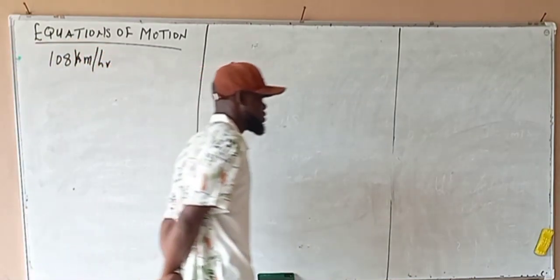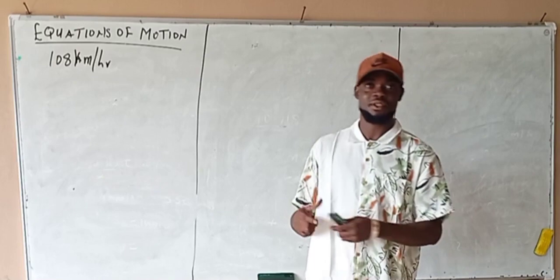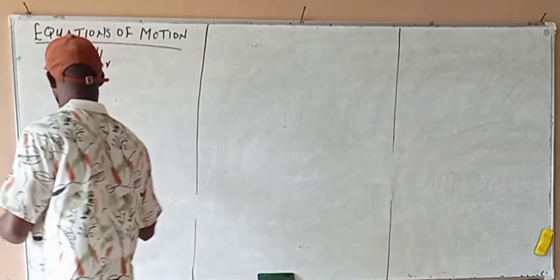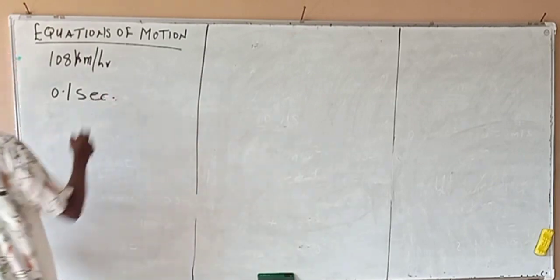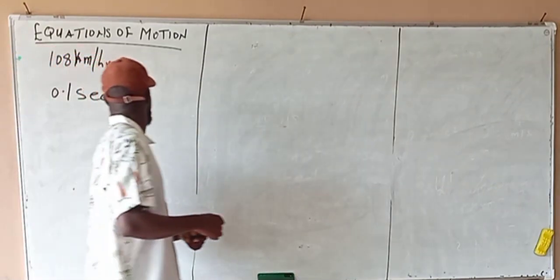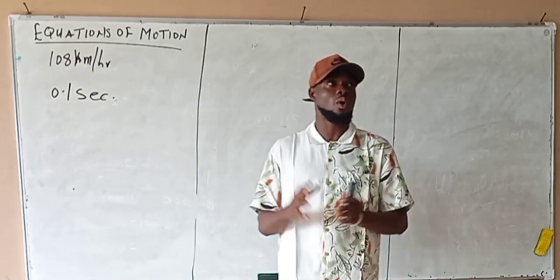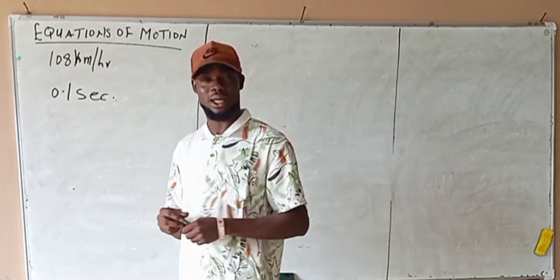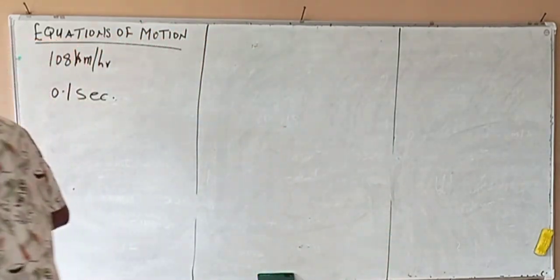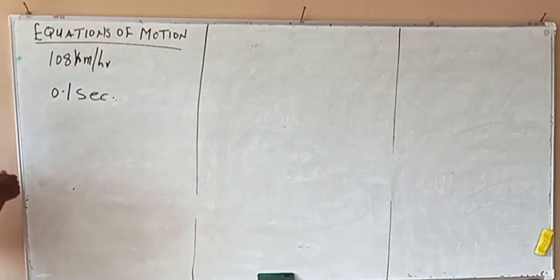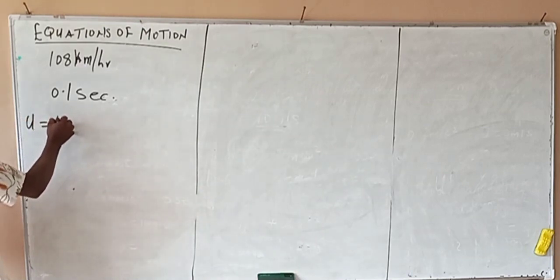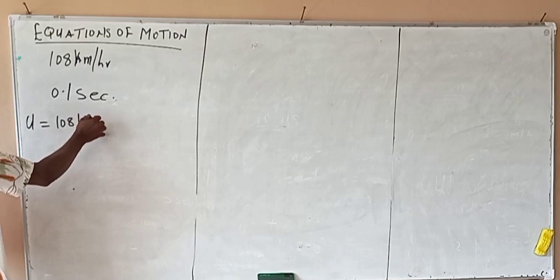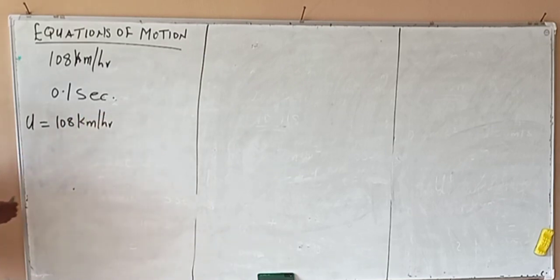If the driver's reaction time is 0.1 seconds, what distance would be required to stop that car? So now the initial velocity of the body, u, is 108 kilometers per hour.